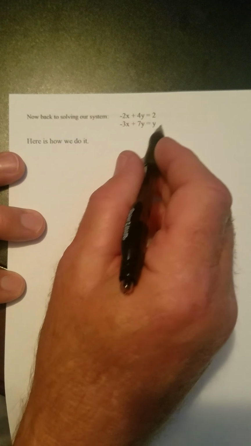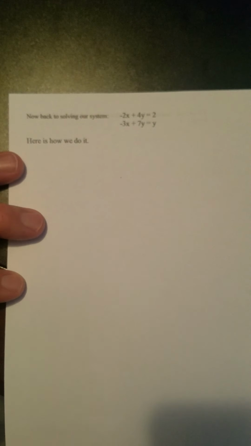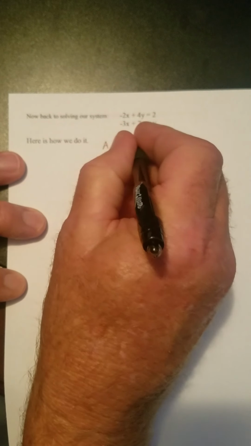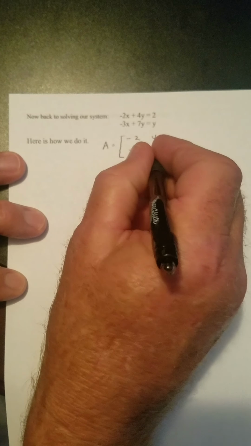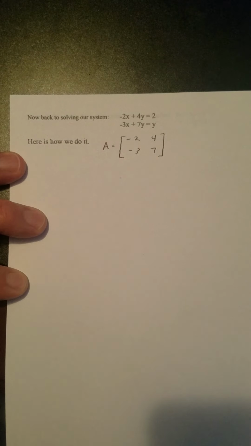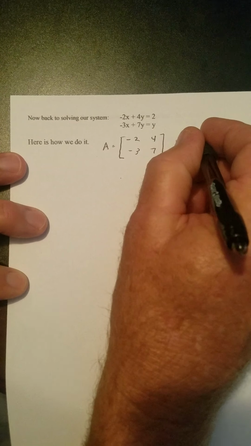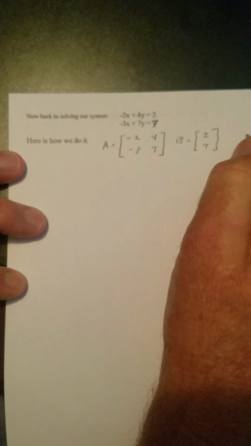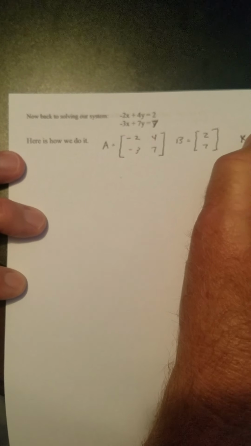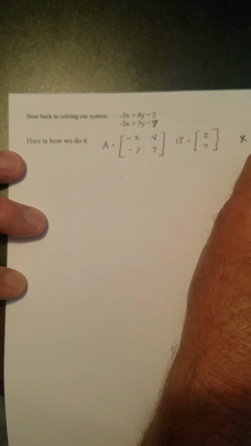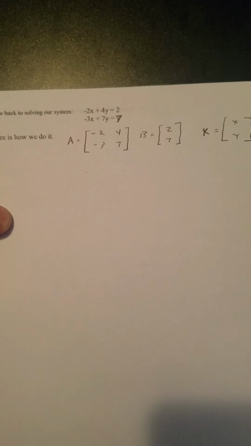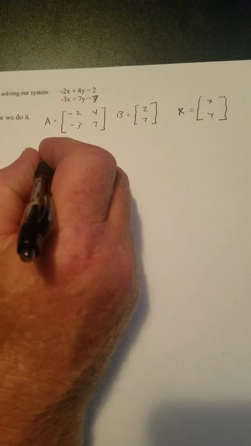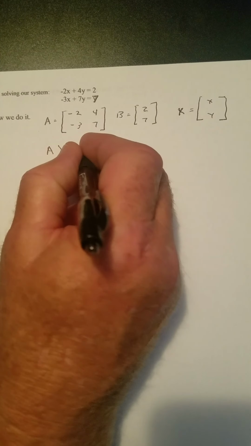So let's say we want to solve this system here. Now that's the same system I had earlier. That's where I took and I said, okay, A will be equal to negative 2, 4, negative 3, 7. That's my coefficient matrix. B is the answer matrix. So that's 2 and 7. And then my X matrix, the variable matrix, is simply going to be X, Y. So, we know if we take A times X, we get B.